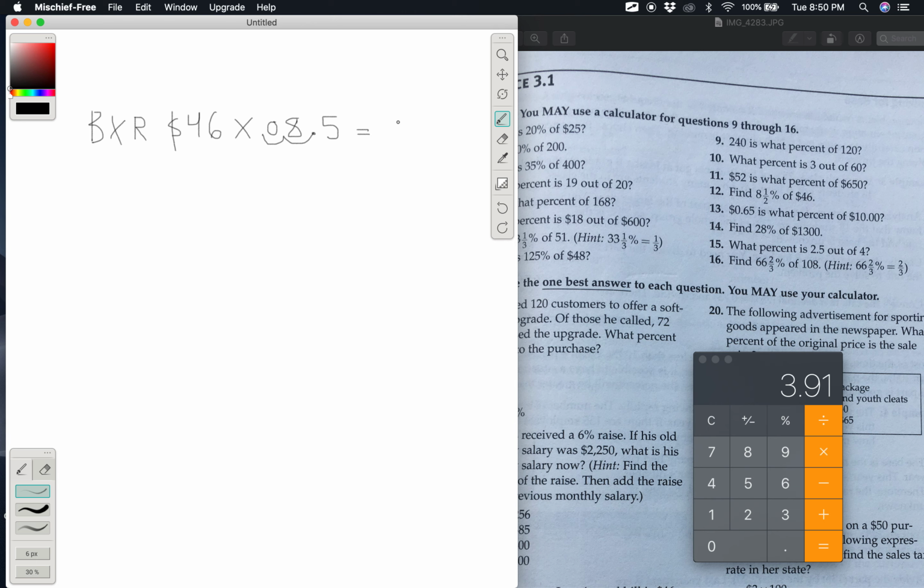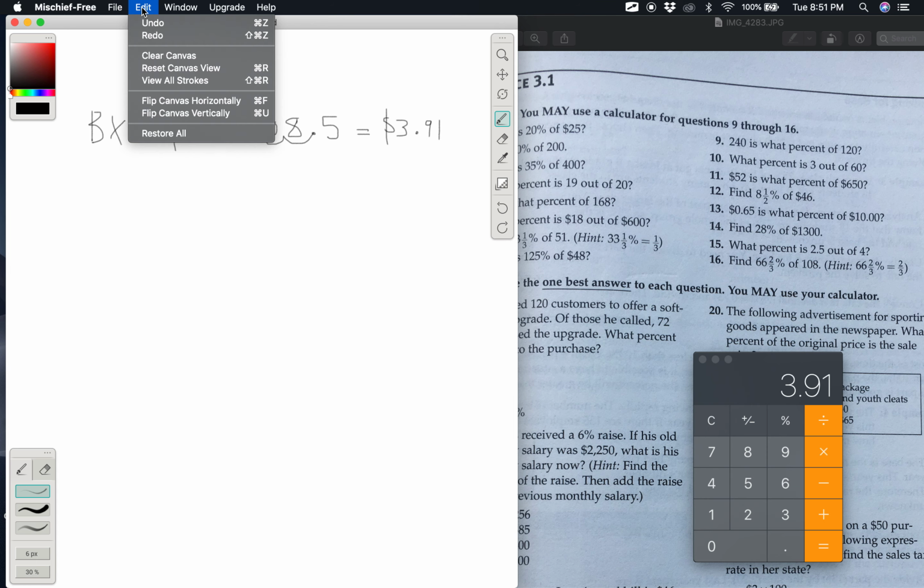Okay, so here we have it. 8.5% equals $3.91. There we go.